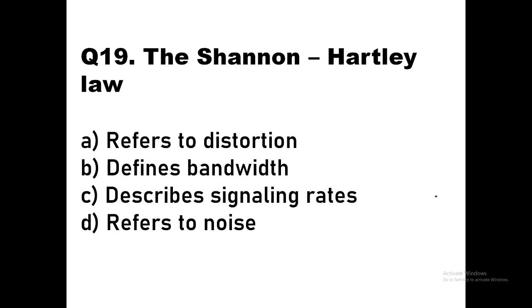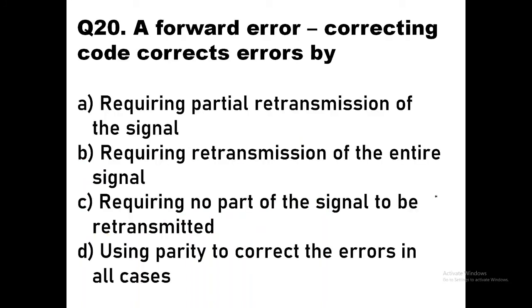The Shannon-Hartley law refers to distortion, defines bandwidth, describes signaling rates, or refers to noise? Shannon-Hartley gives an expression where channel capacity is equal to bandwidth times log2(1 + S/N), signal upon noise. That means it describes your signaling rate, how many bits per second you can send on the channel. So option C will be the correct one. The Shannon-Hartley law describes the signaling rate. Then we'll go to question number 20.